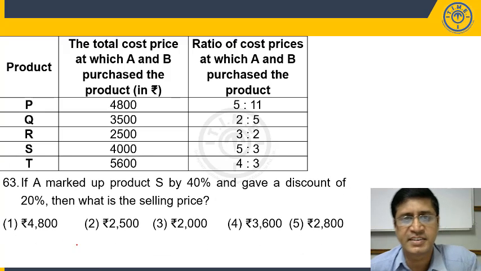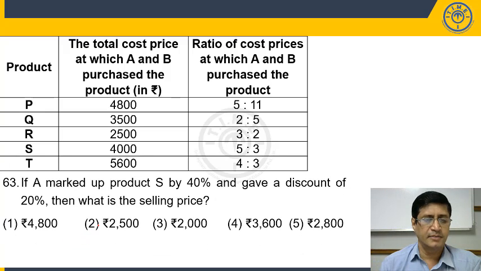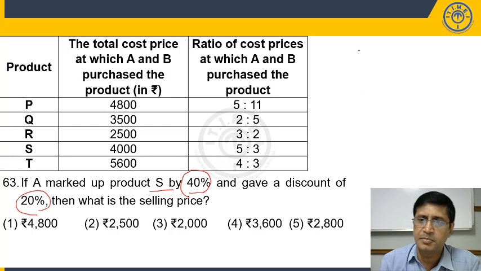Now look at the next example on your screen. If the product S is marked up by 40% and a discount of 20% is given, then what is the selling price? It was marked 40% above, and a 20% discount is offered, so what is the effective rate?